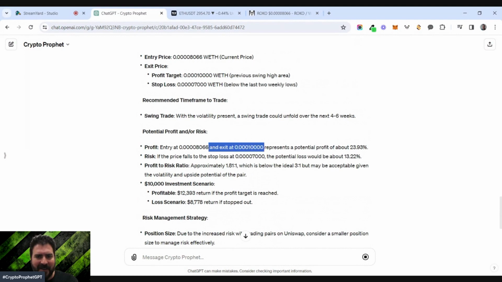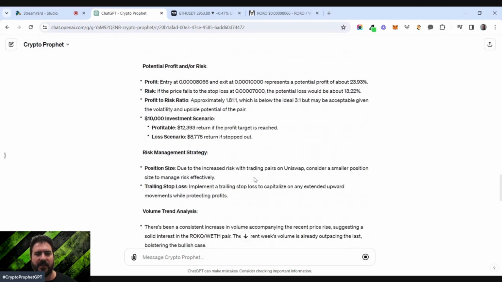Profit entry at these prices right here. Kind of hard to read. I don't know what it is, like what, an eighth? I don't know exactly, but it represents a profit potential of 23.93%. Risk, if the price falls to a stop loss of 0.07, the loss would be about 13%. Profit to risk ratio is 1.81 to 1, below the ideal 3. I actually think this is a bit higher, so I think they're being quite conservative.